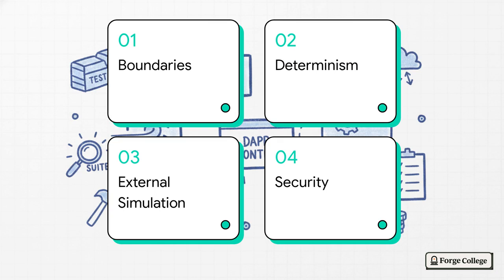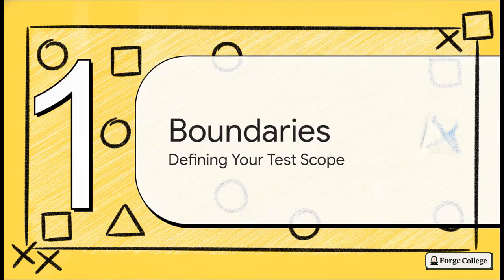We're going to be covering 4 key areas. 1. Boundaries. 2. Determinism. 3. External simulation. And 4. Security. Starting off with Section 1, Boundaries.